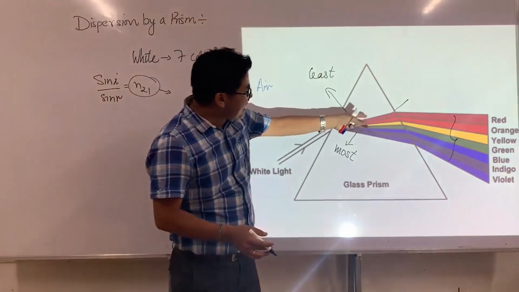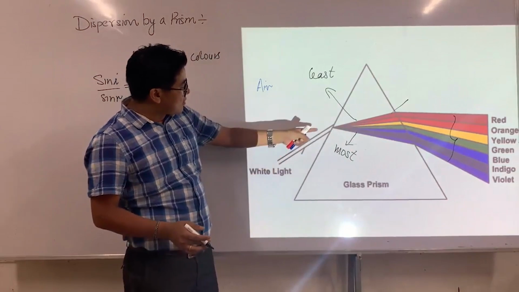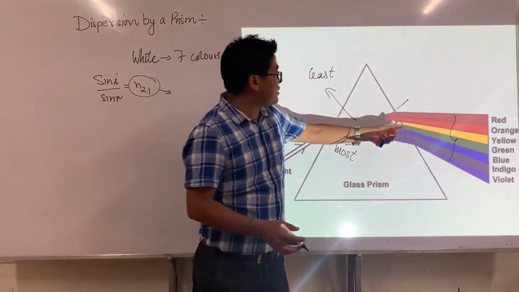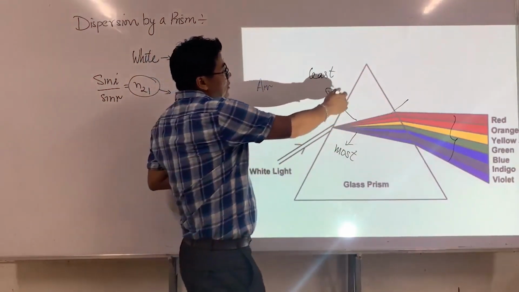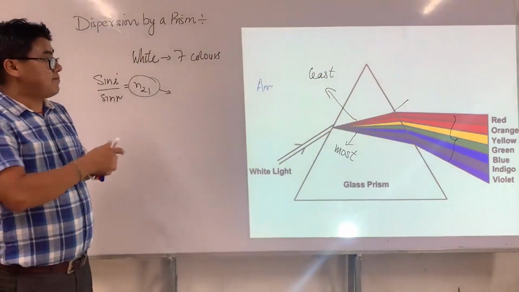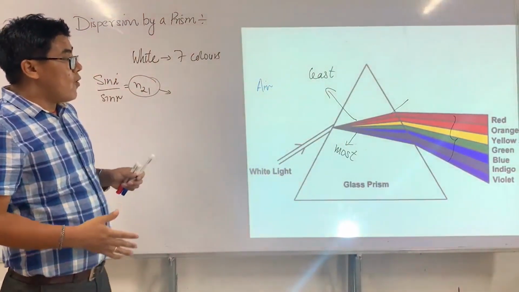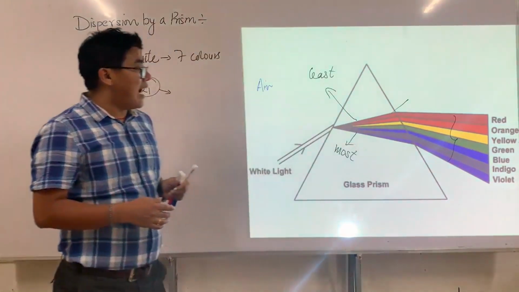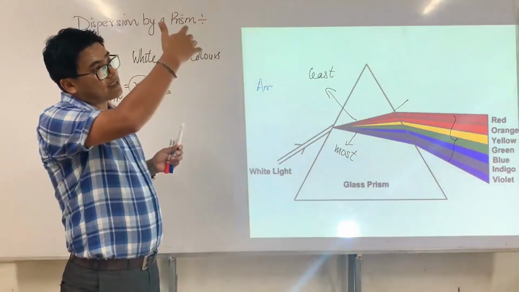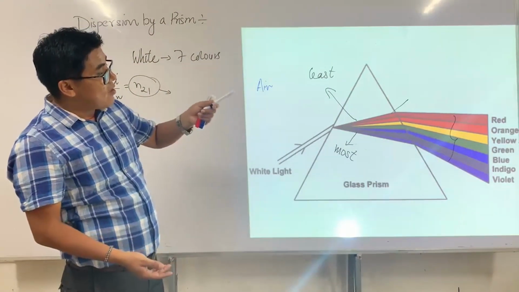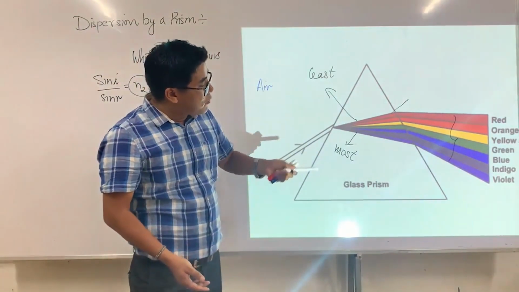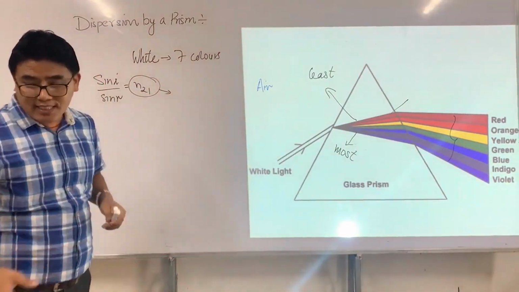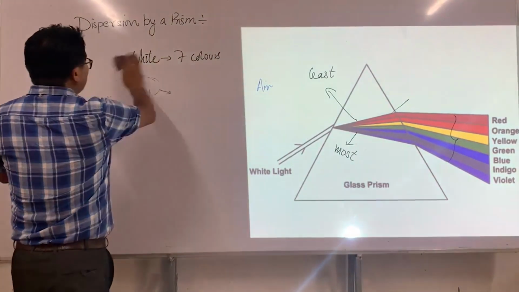You see splitting takes place when light enters through the first surface, and further splitting takes place when light passes through the second side of the prism. So when light emerges out from the second side, light appears as 7 colors: red, orange, yellow, and up to violet. This is what we call dispersion of light.